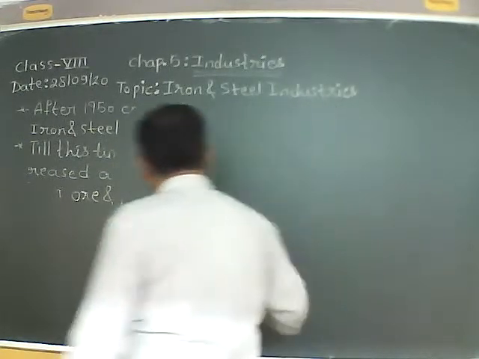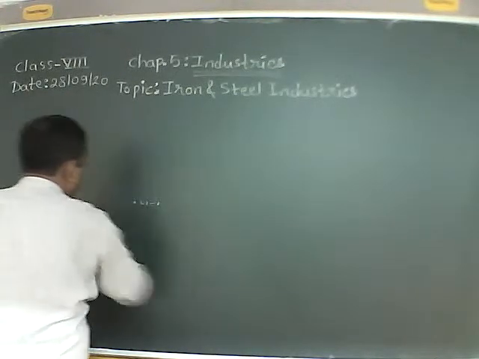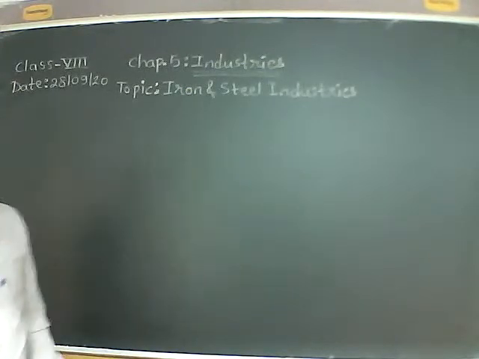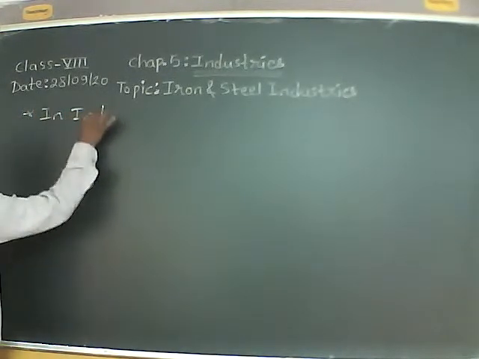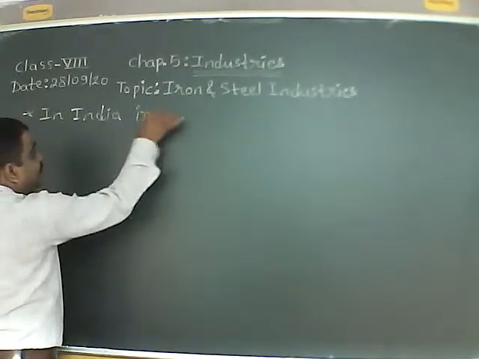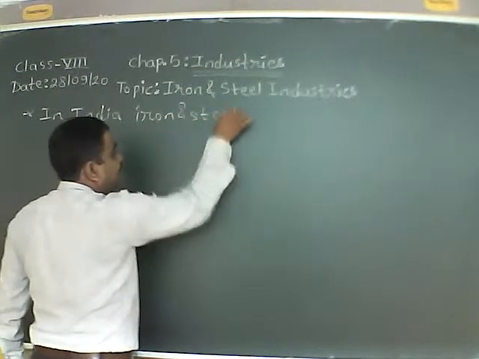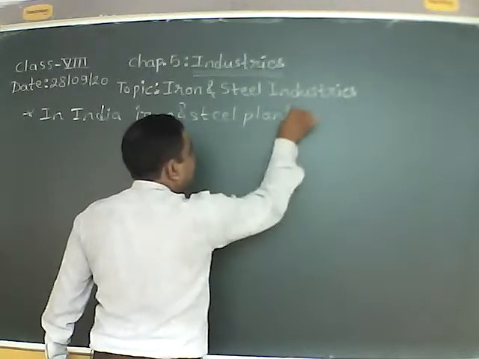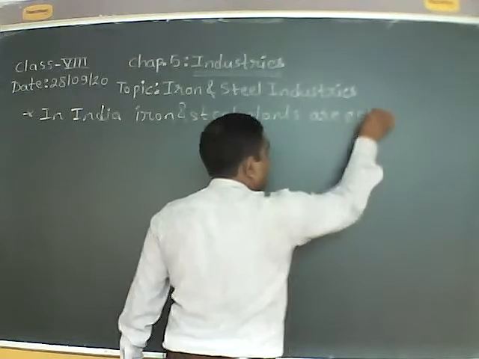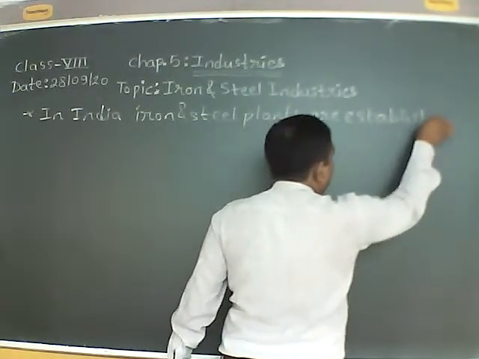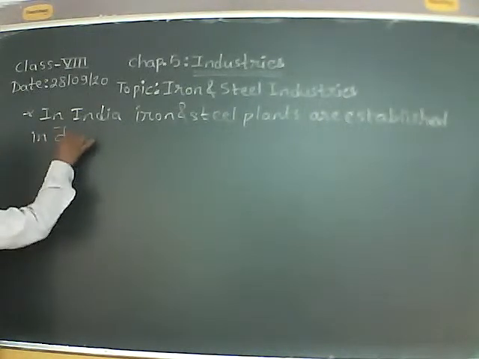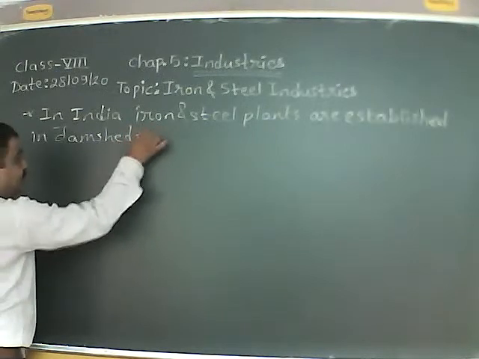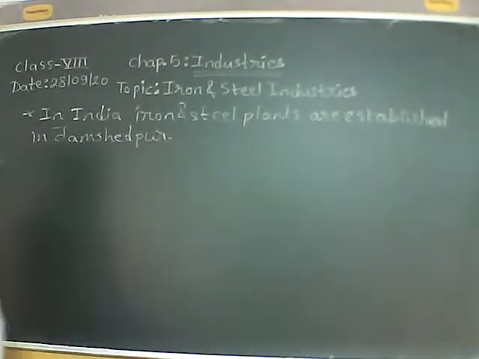Now the Chota Nagpur belt is what? The present day state of Jharkhand and the surrounding areas of the neighboring states. So in India, iron and steel plants are established in Jamshedpur. We have already discussed Jamshedpur in one of the chapters.